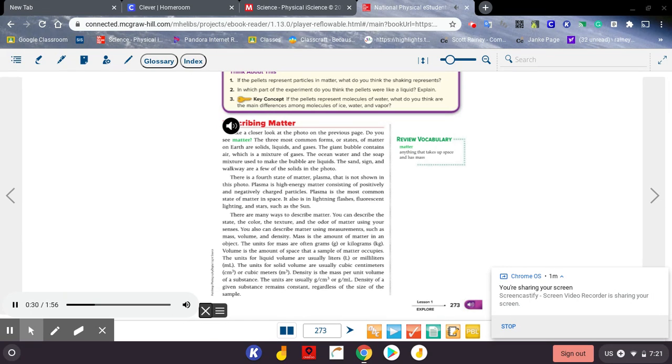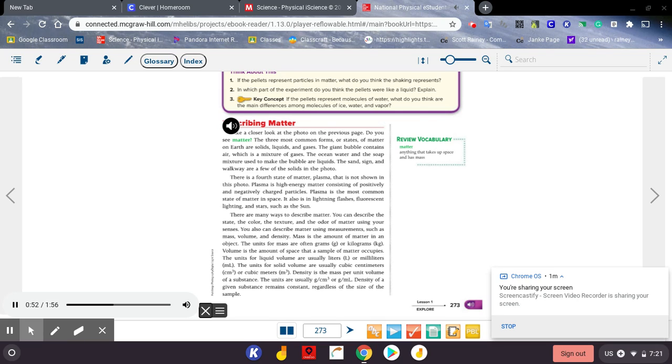There is a fourth state of matter, plasma, that is not shown in this photo. Plasma is high-energy matter consisting of positively and negatively charged particles. Plasma is the most common state of matter in space. It also is in lightning flashes, fluorescent lighting, and stars, such as the sun.